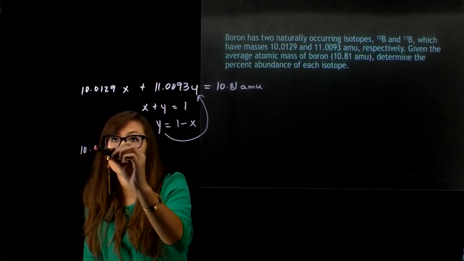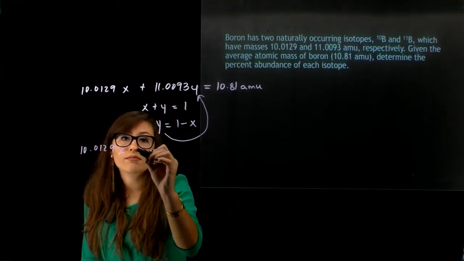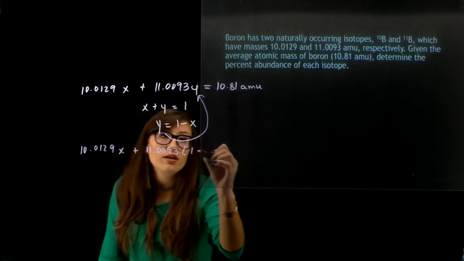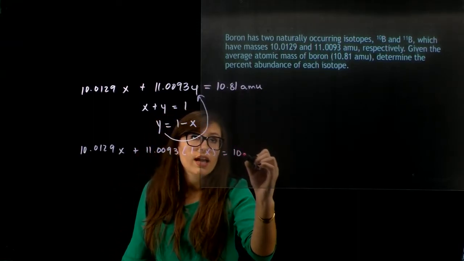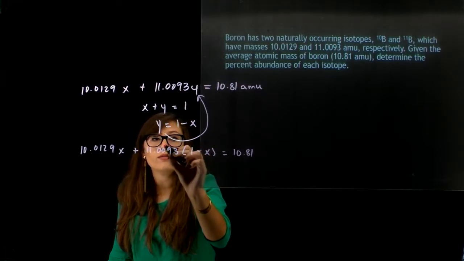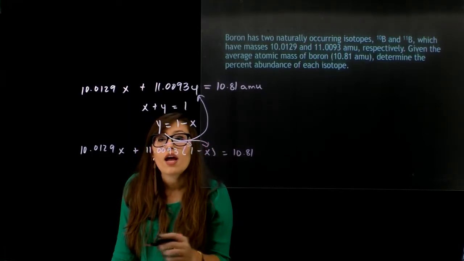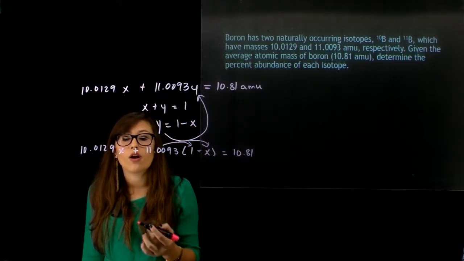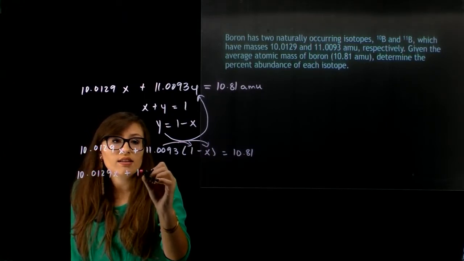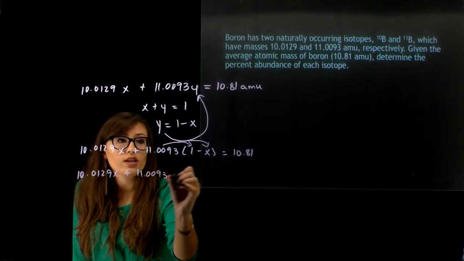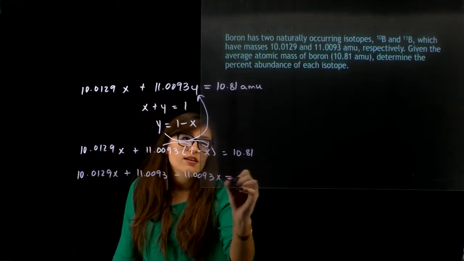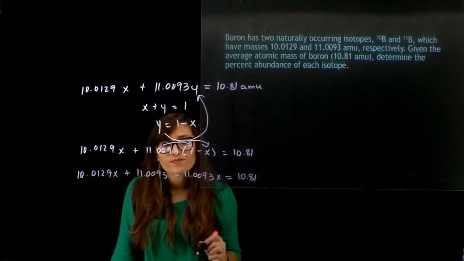So we have 10.0129x plus 11.0093 times (1 minus x) is equal to 10.81. All we have to do in this case is distribute out. So we're using the distributive property. And so we can further simplify and combine all like variables. So we have 10.0129x plus 11.0093 minus 11.0093x is equal to 10.81.